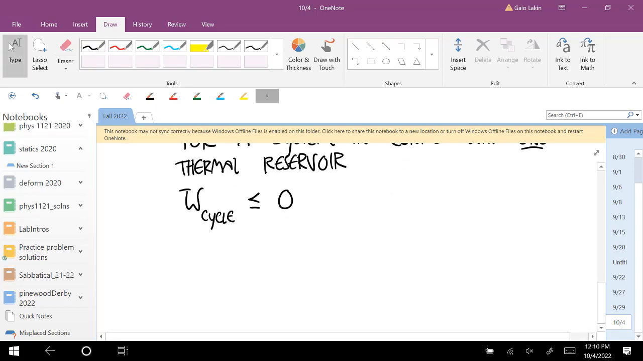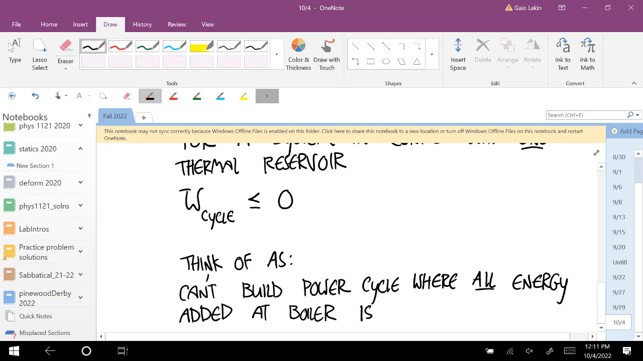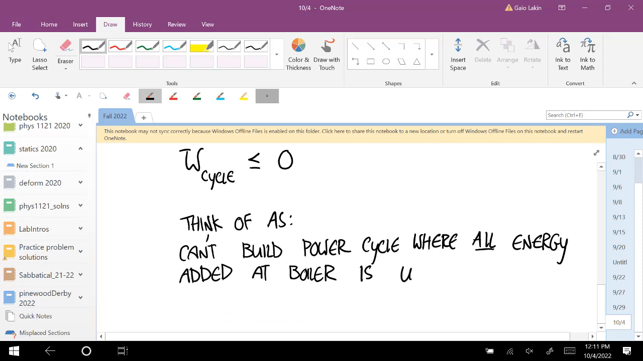Okay, so you can think of this as: you can't build a power cycle where all the energy added at the boiler is used to produce work. That would be like a perfectly efficient power cycle.